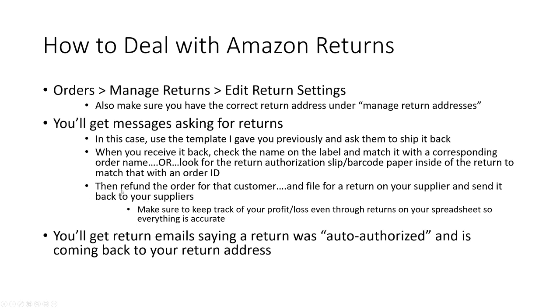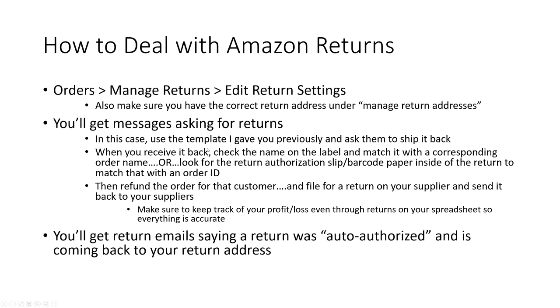And then obviously refund the order for that customer by finding the order ID on Amazon, file for the return with your supplier, and send it back to your supplier, okay? And make sure, like I said, you keep track of everything, as well as the profit and loss through the return. So when you pay for shipping, if it's prepaid, make sure you deduct that out of your cost right there. If the supplier refunds you, make sure you account for that too. You get the picture. Just keep track of it so everything remains accurate throughout the entire thing.